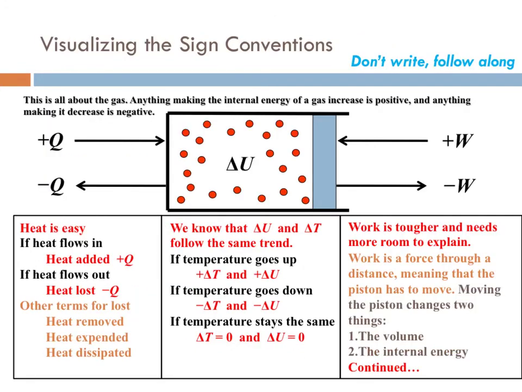We saw in our last video that if we add heat to a system, then what we're doing is increasing the temperature, therefore increasing the internal energy. If we take heat away from the system, then we decrease the temperature, meaning that we are decreasing the change in internal energy. So this part you don't need to write down. We're going to see a summary of it in just a bit. Now, work is a little harder to describe.